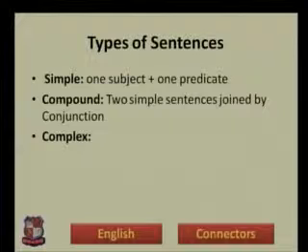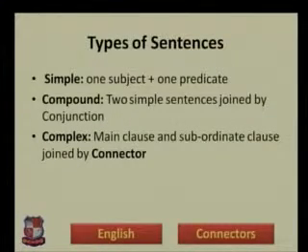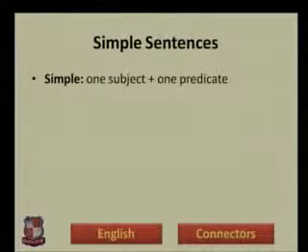Sentence type number 2 is compound sentence. What is a compound sentence? A compound sentence is when 2 simple sentences are joined by a conjunction. And a complex sentence means where there are 2 clauses. One is the main clause and the second is the subordinate clause, and these 2 clauses are joined by a connector. Now let us look at these 3 types in detail.